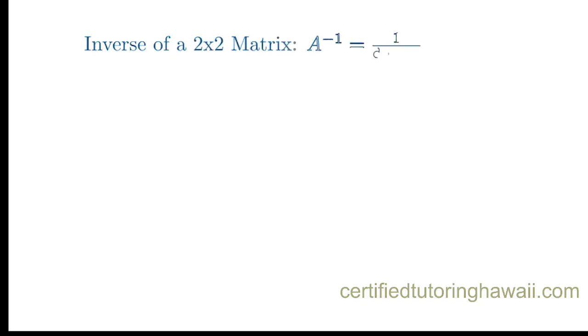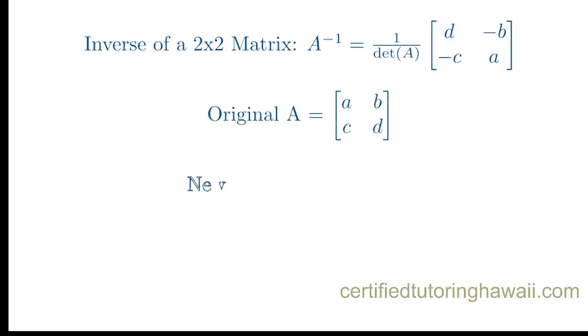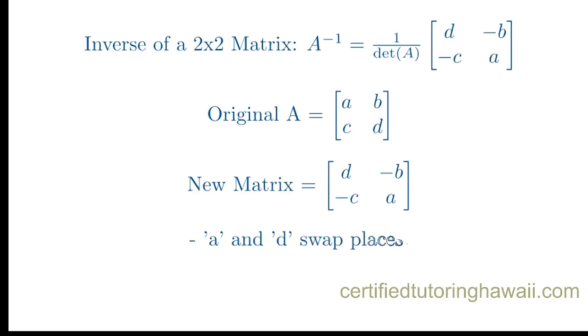The inverse of A is equal to 1 divided by its determinant, all multiplied by a new matrix. Inside the new matrix, there are two key changes from our original matrix A. First, the entries on the main diagonal, A and D, have swapped positions. Second, the entries on the off diagonal, B and C, have changed their signs to -B and -C.